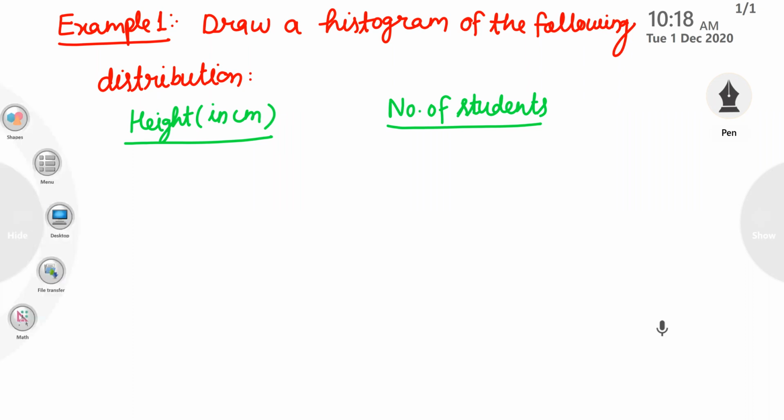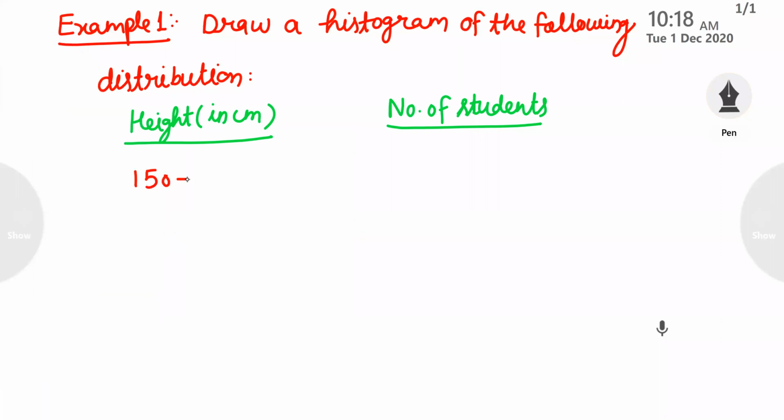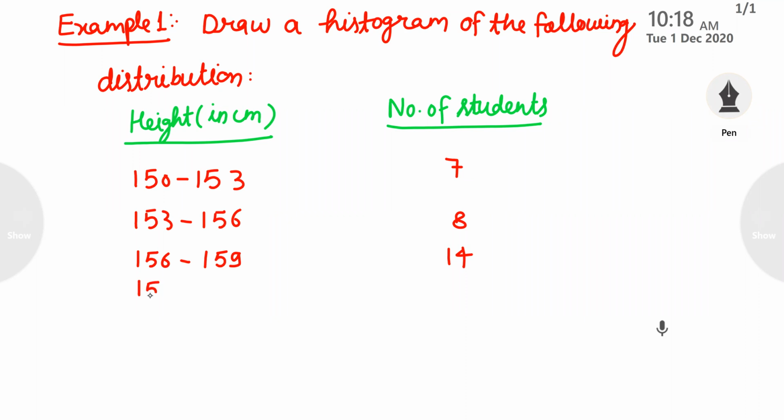First height is 150 to 153. First interval 150 to 153, number of students are 7. 153 to 156, number of students is 8. 156 to 159, number of students are 14. 159 to 162, 10. 162 to 165, number of students are 6. 165 to 168, number of students are 5. Draw this distribution, everyone.